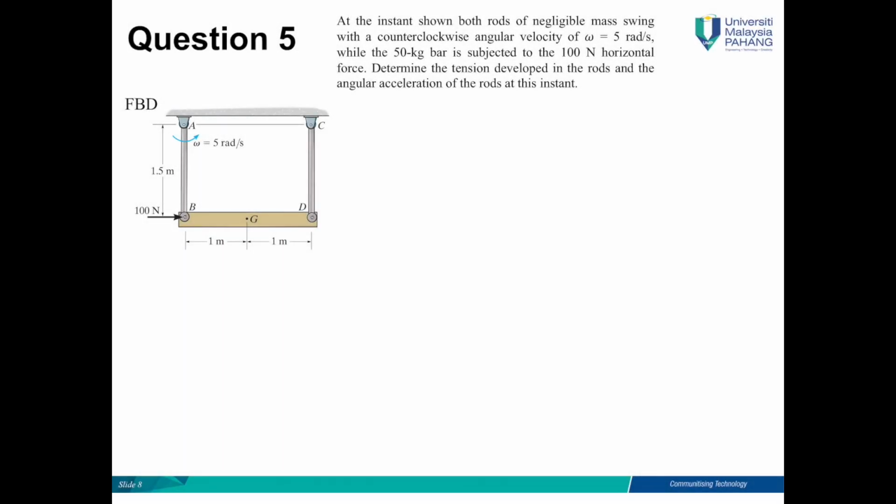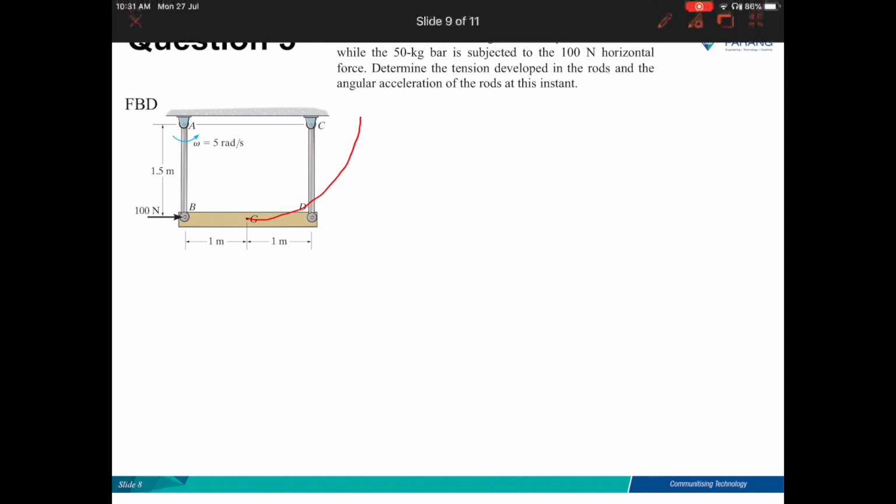Okay, now let's look at question number 5. This time around, we have a translation, but it's not a rectilinear translation. It is a curvilinear translation. How do you know that? Because if we look at point G, it will be traveling like this. Because of the 100 Newton force, point G will be moving in a circular path, but it will not rotate.